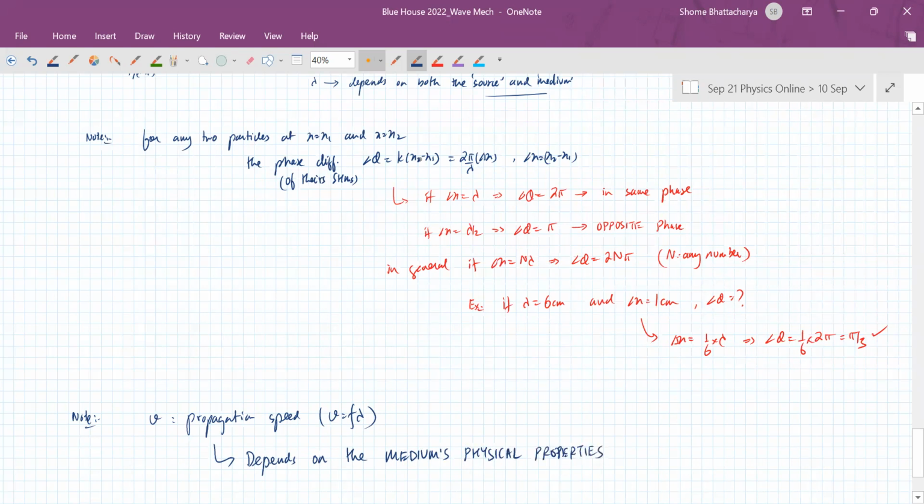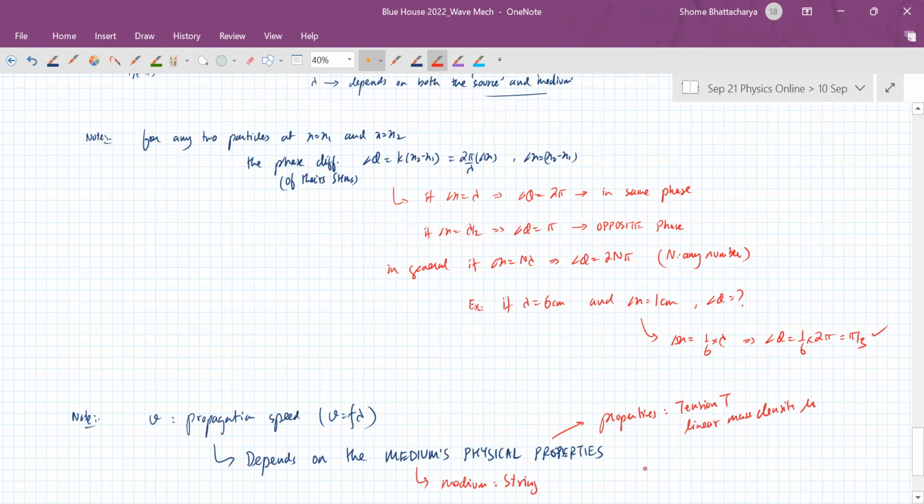So in this particular case that we are discussing, transverse waves on a string, the medium is the string. And the properties that determine it are tension T and linear mass density, that is mass per unit length, mu.